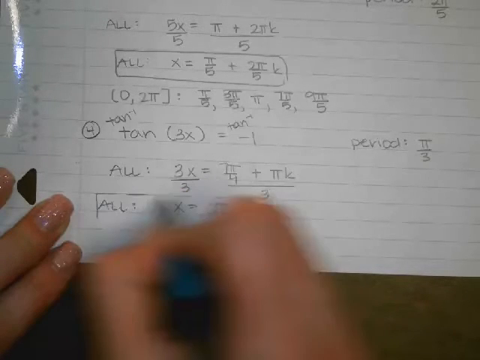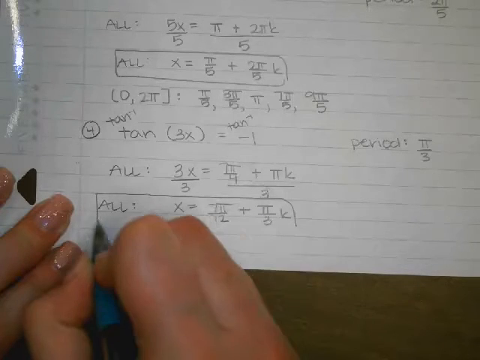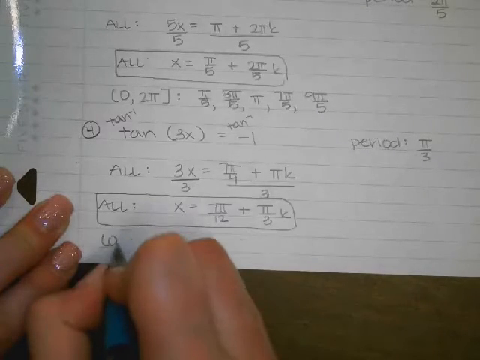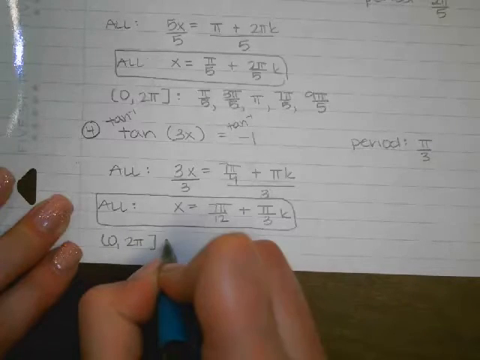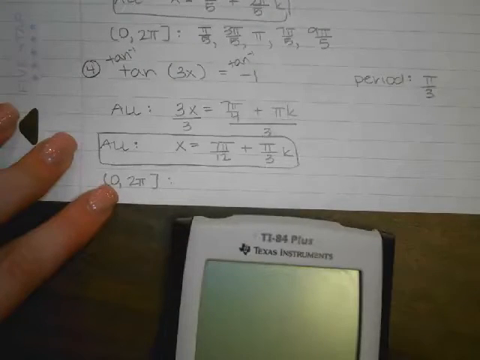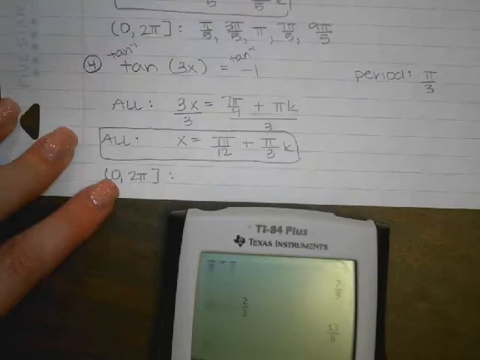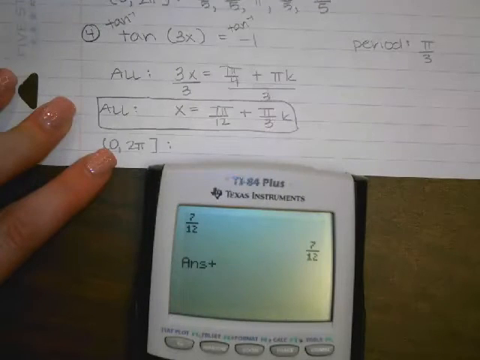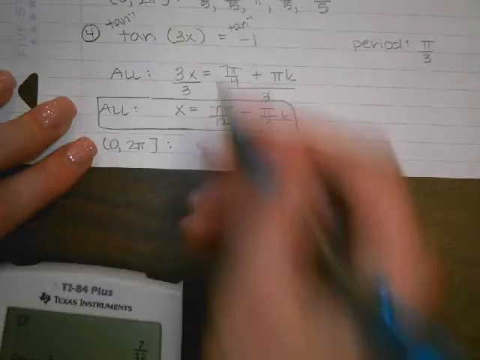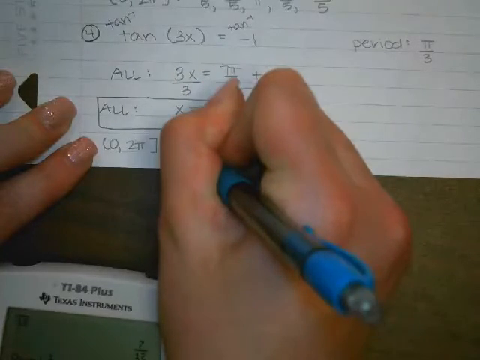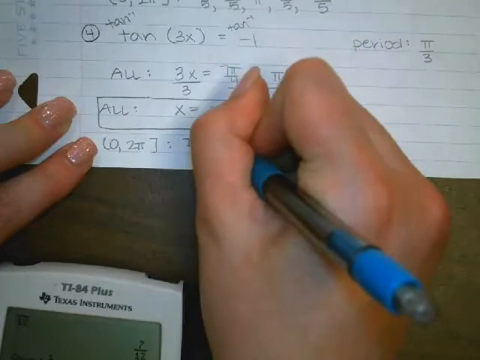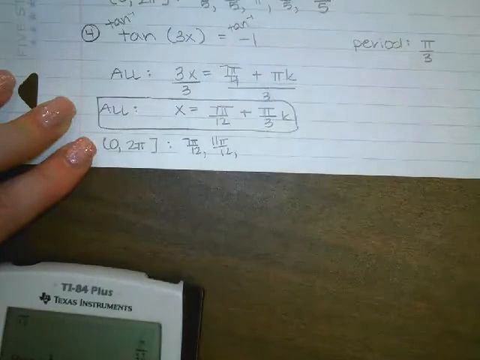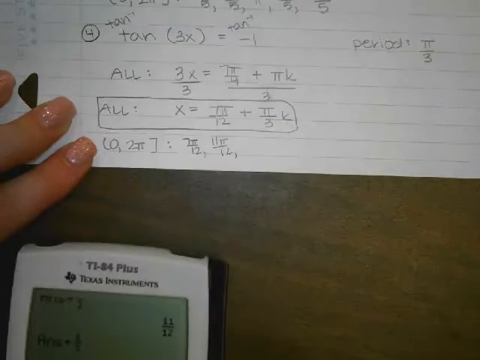If I want to find all the answers from 0 to 2 pi, then I'm going to do 7 twelfths plus 1 third, and I'm going to do that repeatedly until I have enough answers from 0 to 2 pi. So I've got 7/12. I'm going to go ahead and add 1/3. Okay, so we had 7/12. We had 11/12. We have 5/4.